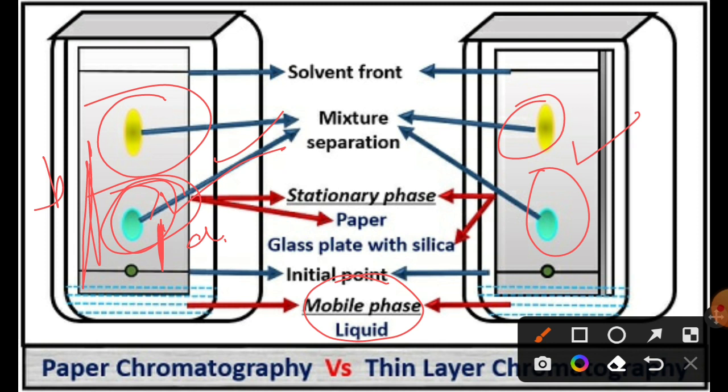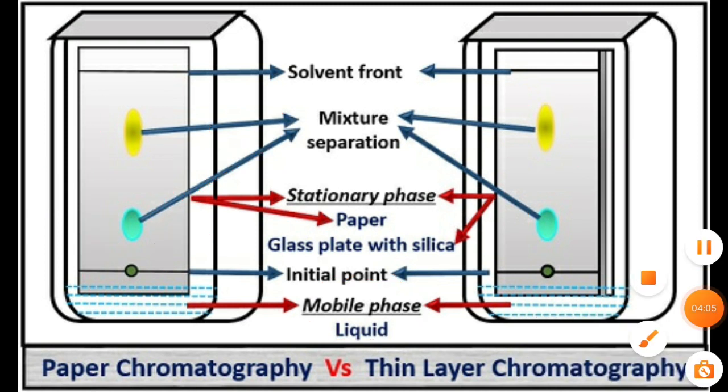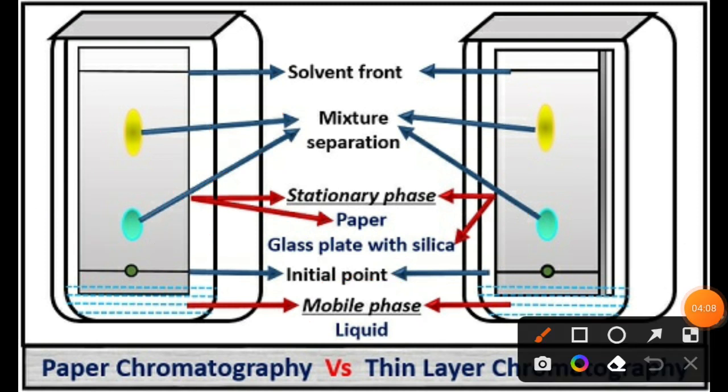Now let's move to another advantage of paper chromatography. Paper chromatography also allows us to use a very small quantity of material for separation. That cannot be possible in more advanced types of chromatography. That's all for the advantages of paper chromatography.